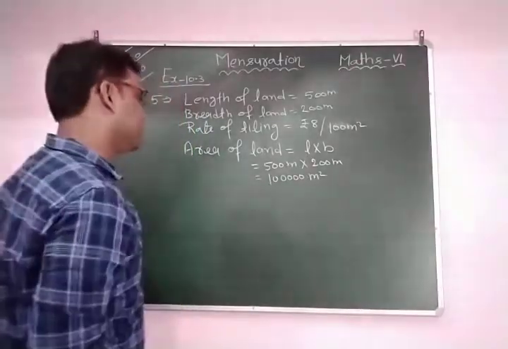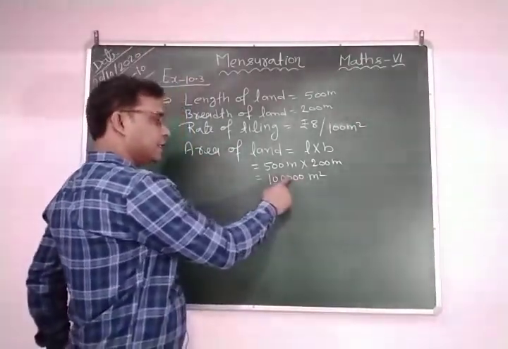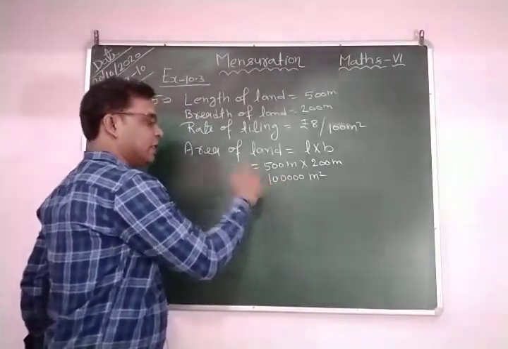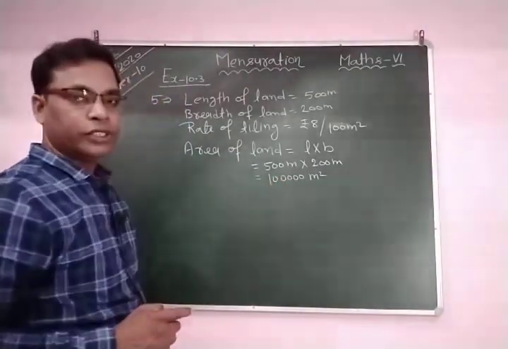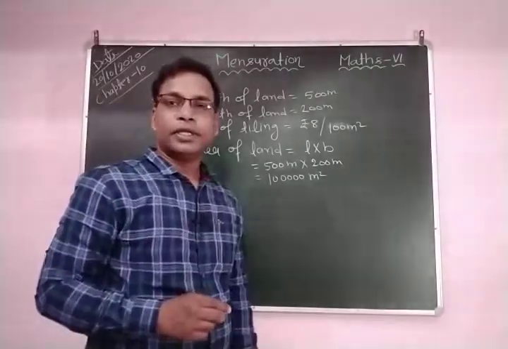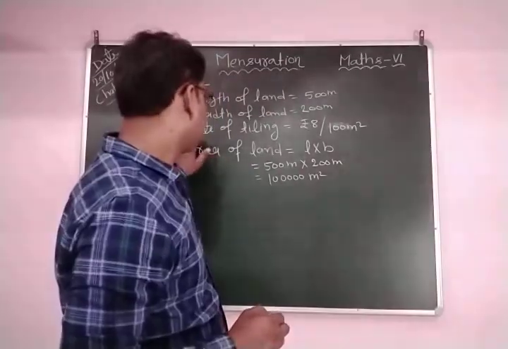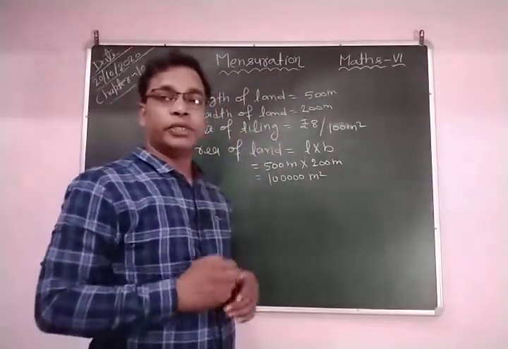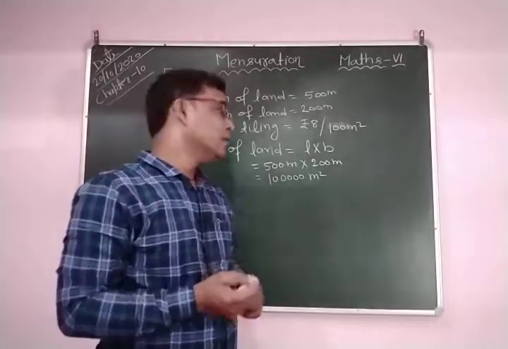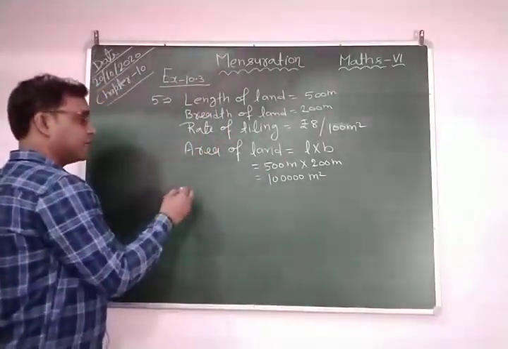Ones, tens, hundred, thousand, ten thousand, lakh. So the area of the plot of land is 1 lakh meter square. But here the rate of tiling is given, rupees 8 per 100 meter square. So we find the cost of tiling.